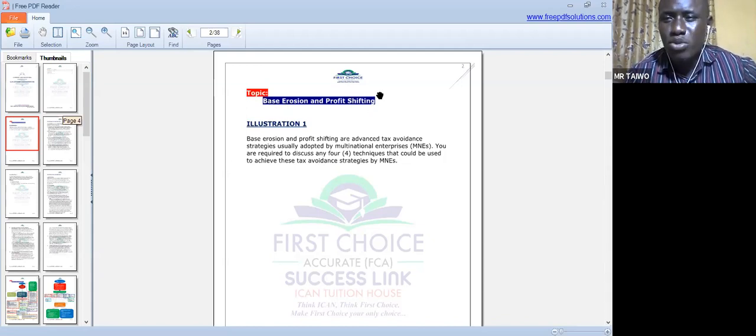So in the exam, you should be able to explain it. Let's look at the illustrations, please. Now, in the illustration, they said base erosion and profit shifting. And these are examinable questions.